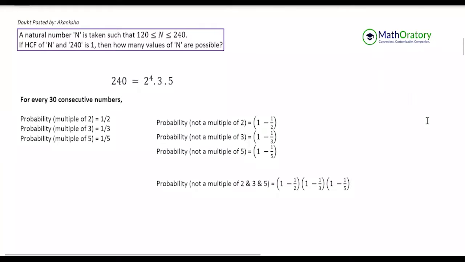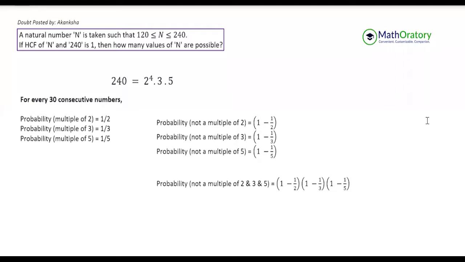So this doubt was posted by Kanksha. We have discussed something similar to this in our numbers class. I'll repeat that. I'll discuss from the basic point of view itself, so that you get clarity into this.